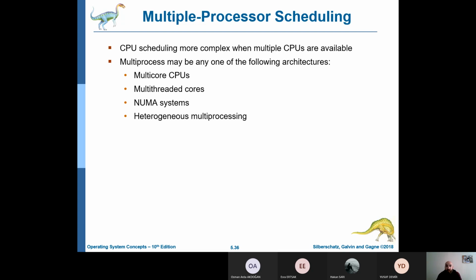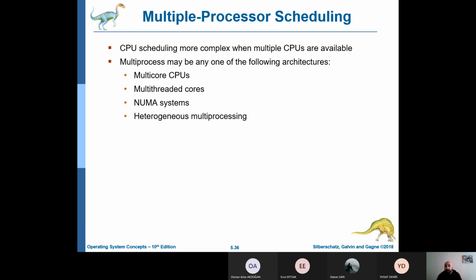Our discussion so far has focused on the problems of scheduling the CPU in a system with a single processing core. If multiple CPUs are available, load sharing, where multiple threads may run in parallel, becomes possible. However, scheduling issues become correspondingly more complex. Many possibilities have been tried, and as we saw with CPU scheduling with a single core CPU, there is no one best solution.